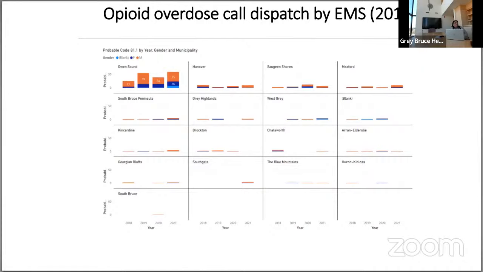Is it true that Owen Sound has more opioid overdose than others, or is it just because of certain factors, people call more here? So we need to really dig deep into risk factors, either true risk factors or untrue, like factitious. And this is like a problem of access or a problem of awareness. So this is really a very important work that we need to do. But at least this data gives us some guidance to start with.